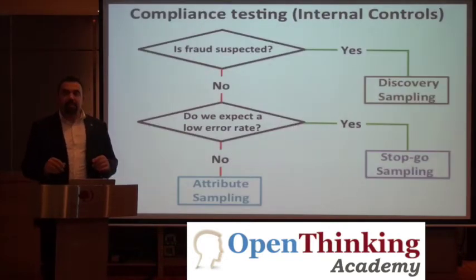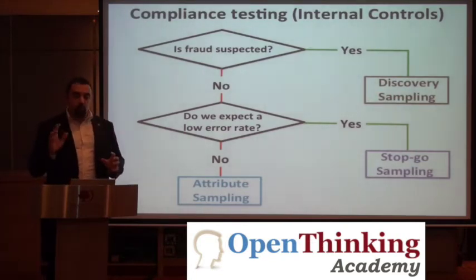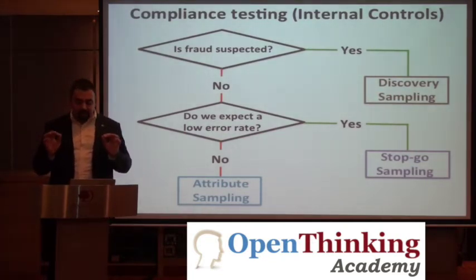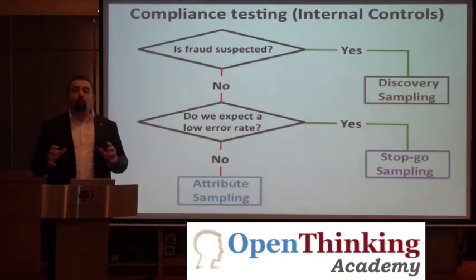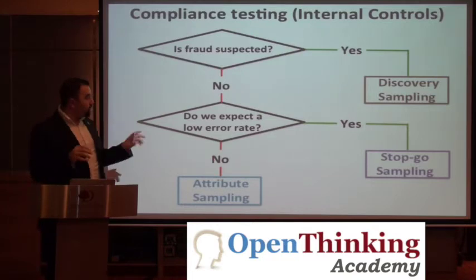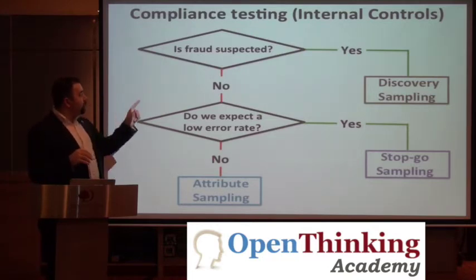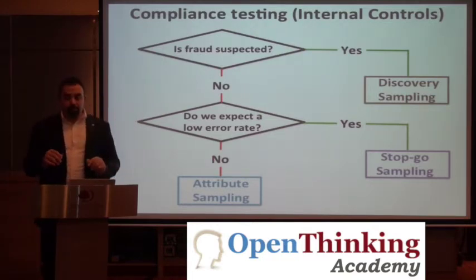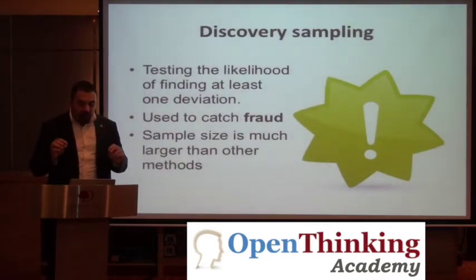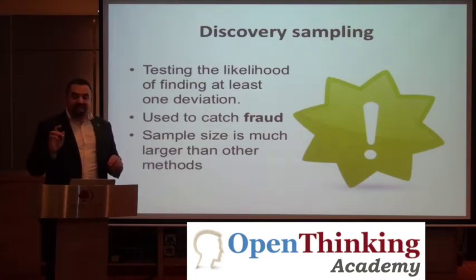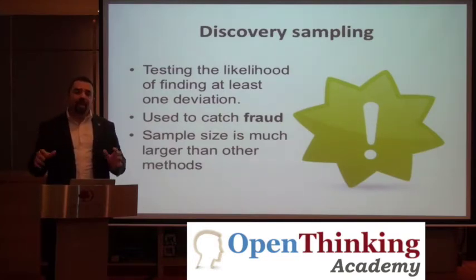If we are doing compliance testing, what are the issues that you need to address? With compliance testing, the first question you need to ask is, is fraud expected? If we expect that there is fraud, we need to do completely different testing. And what is this testing? If we think there is fraud, we need to do discovery sampling. What is discovery sampling? Discovery sampling is testing the likelihood of finding at least one deviation. With discovery sampling, we want to catch at least one transaction with fraud. So most likely we test 70, 80, 90% of the population to ensure that there is no fraud.